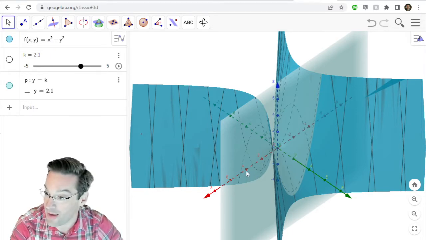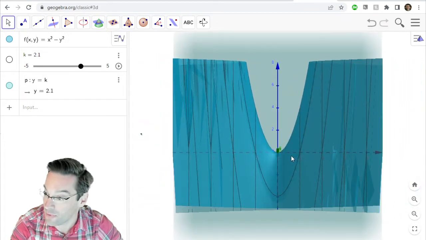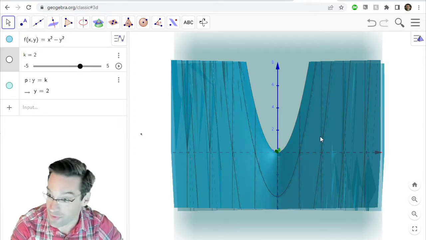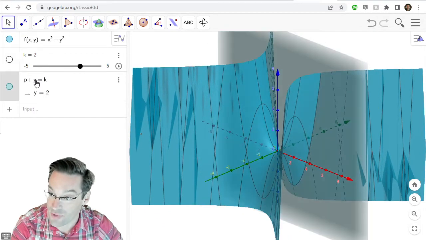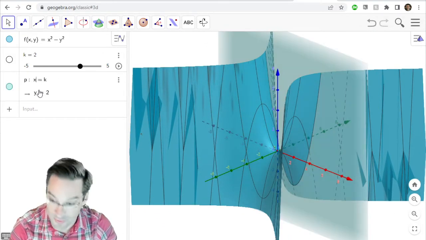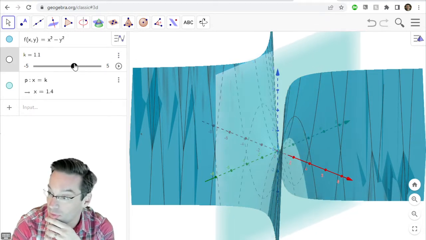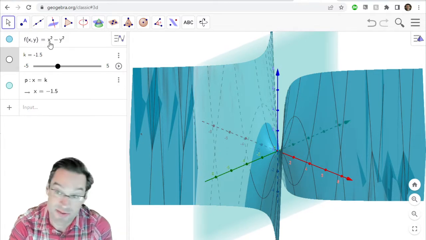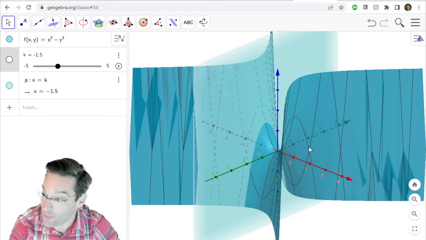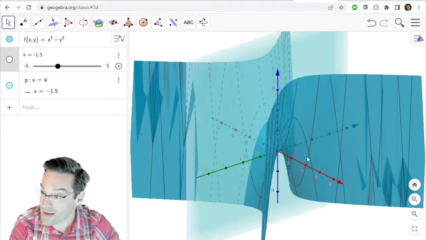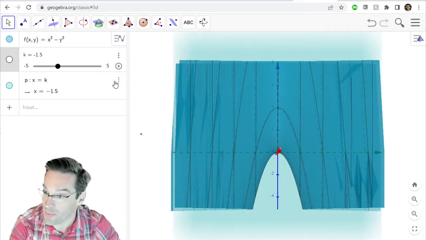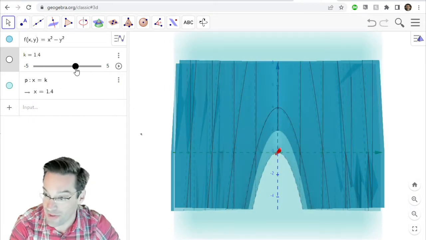So if I look in the xz plane here, facing down the y-axis, you can see the shadow of all of these intersections. Those intersections are all just parabolas pointing upwards. And the same thing with the x equals k traces. The x equals k traces are also parabolas. They just happen to be parabolas pointing downward. Because if I set x equal to a constant, I'm going to get something like z equals a constant minus y squared. And in the yz plane, those are all going to be parabolas that are pointing downward.